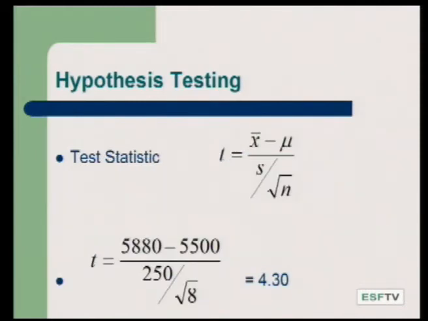We're going to use the student t-distribution. The test statistic is t equal to x bar minus mu over the standard error. So if we plug and chug the numbers, we're going to end up with a test statistic equal to 4.30.